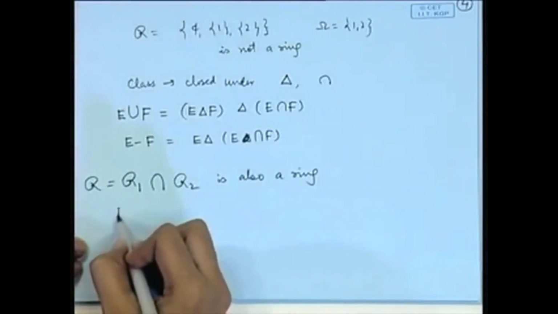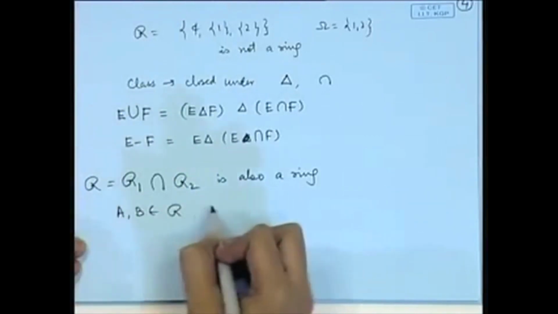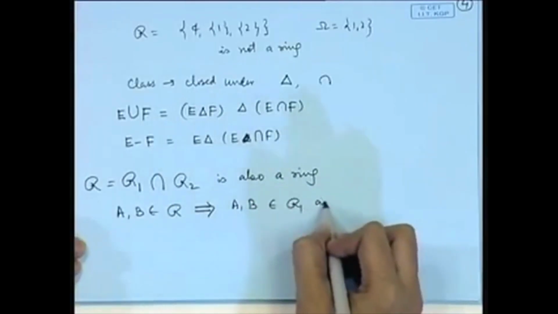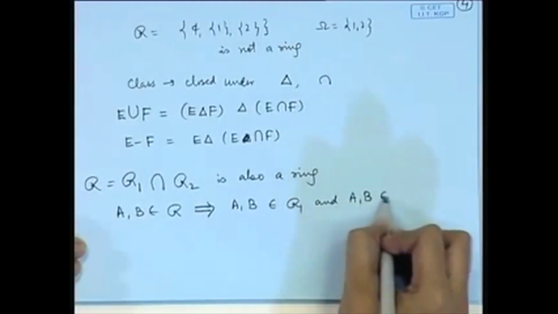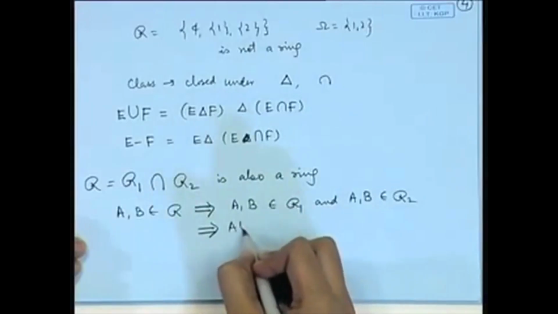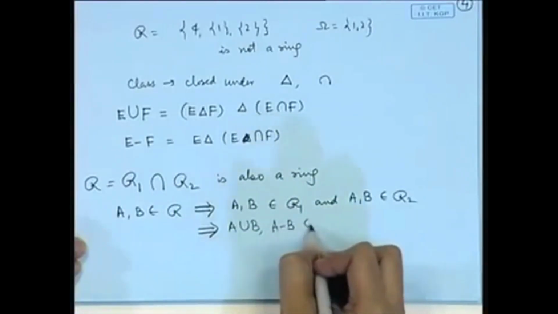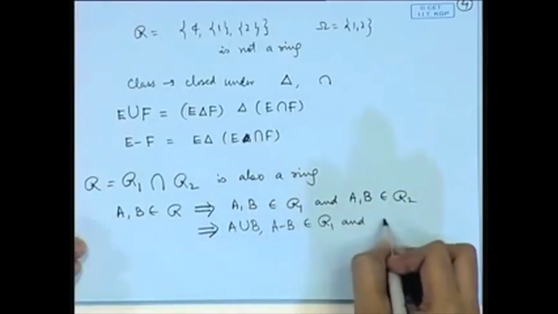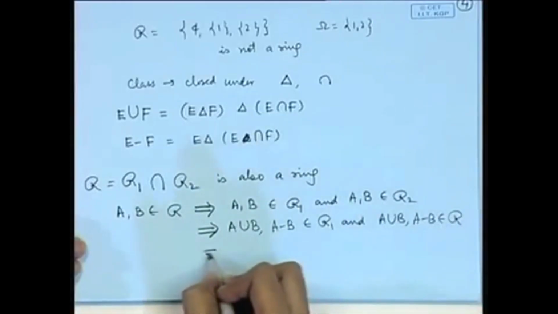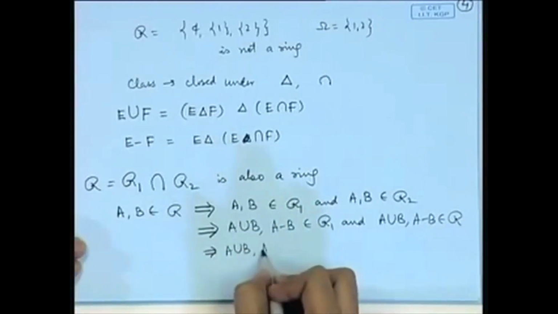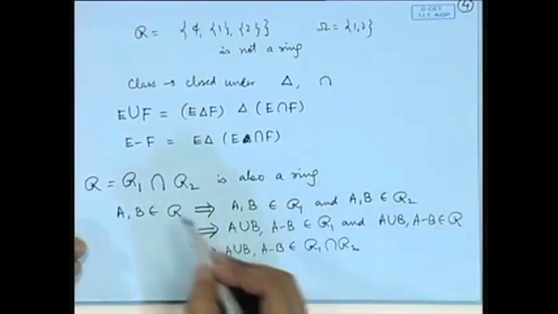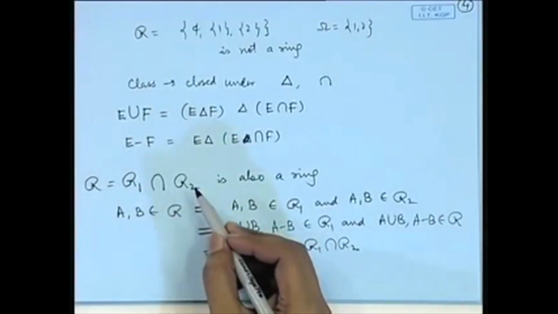For example, if I take the sets A, B belonging to R, then this implies that A and B both belong to R1 and both belong to R2 as well. Now, since R1 is a ring and R2 is a ring, that means that A union B and A minus B will belong to both R1 and R2. And this will mean that A union B and A minus B belong to R1 intersection R2. Therefore, the intersection of two rings is again a ring.